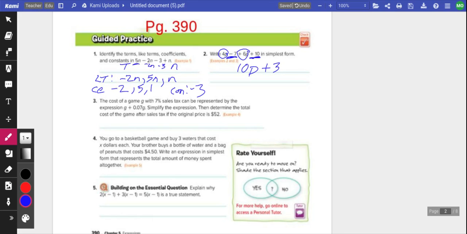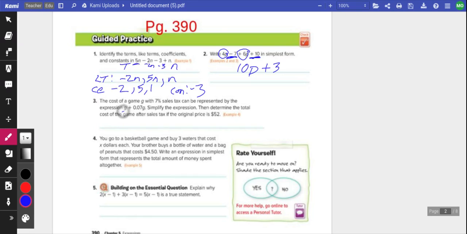All right, number 3, the cost of game G with 7% sales tax can be represented by the expression G plus 7 cents G, and then simplify the expression. Then determine the total cost of a game after sales tax if the original cost was $52.